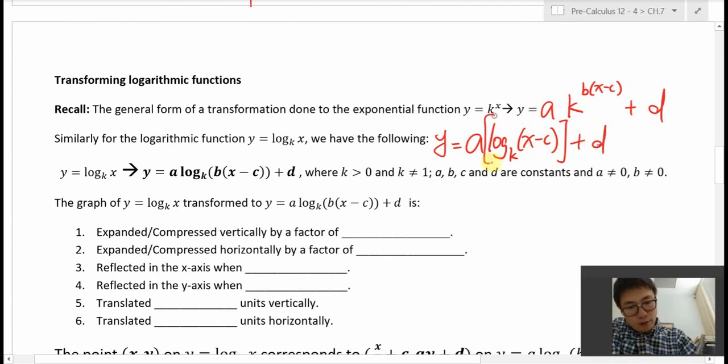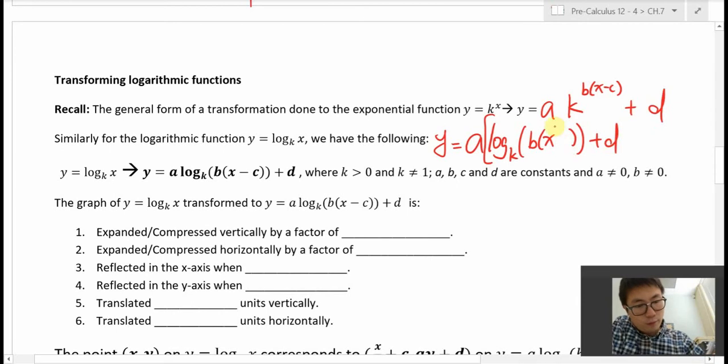I'm going to put a bracket here as well. Okay, so again, log base k of x, that was the original function. Notice how I move, there's a c, so moving sideways. Oh, I forgot b. Okay, so log b of x minus c plus d. There you go. I forgot about b.